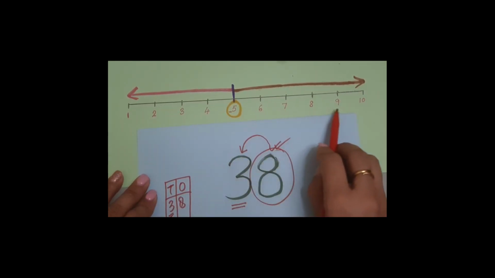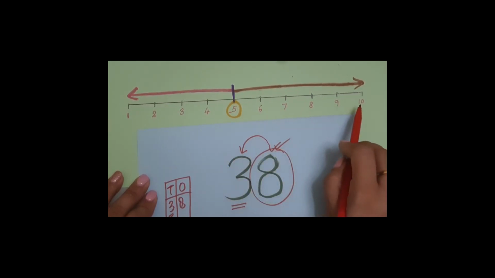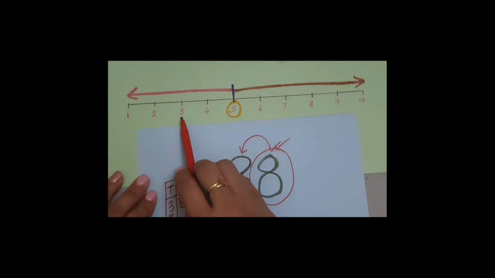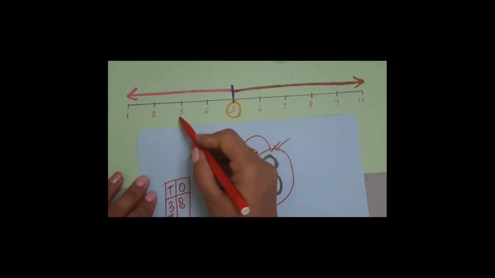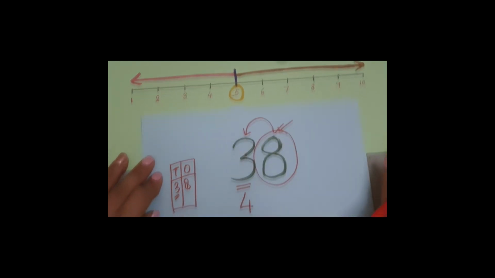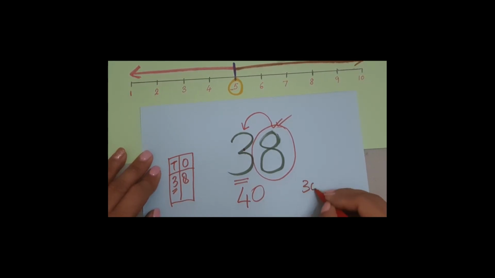Now here is our number line. We can see 8 here, which is bigger than 5. So 8 is going to tell 3 that 3 has to move to the next 10. So the next ten to 3 is 4, and instead of 8 we are going to write 0. So 38 is rounded to 40.